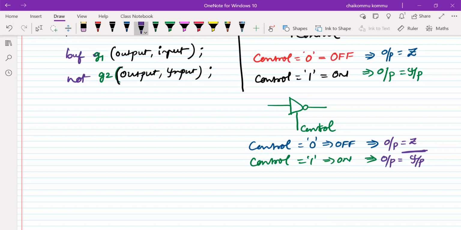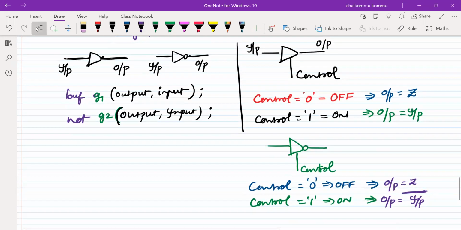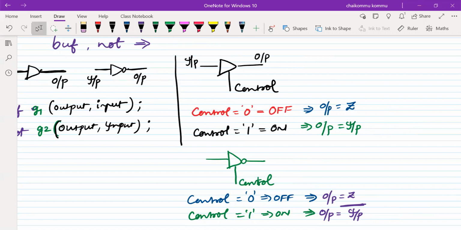Now, this kind of behavior, we want to write it in Verilog. How do we do this? For that, there is no need to write a special program. We have a provision of using a keyword, in this particular case, bufif1. Okay, bufif1 is the keyword. It's better to write the keyword in purple color. This is the keyword that we have to use. The moment you use this keyword, the simulator will understand that it's a tri-state gate.